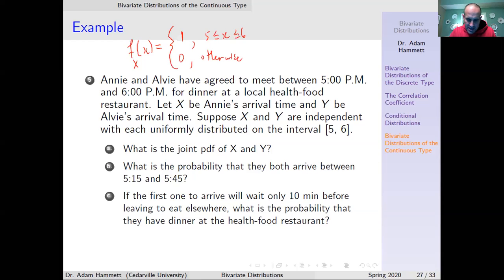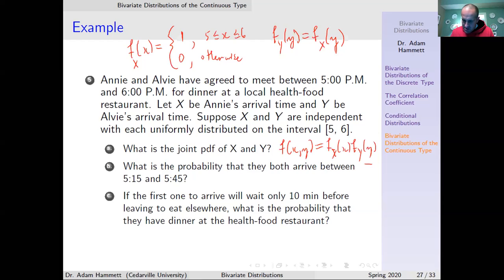And by the way, f_Y of y is the same thing. It's equal to the X marginal, we just replace x by y, okay? So the Y marginal is exactly the same as the X marginal. And what is the joint PDF of these? Well, X and Y are independent, so f of x,y is just going to be the product f_X of little x times f_Y of little y.